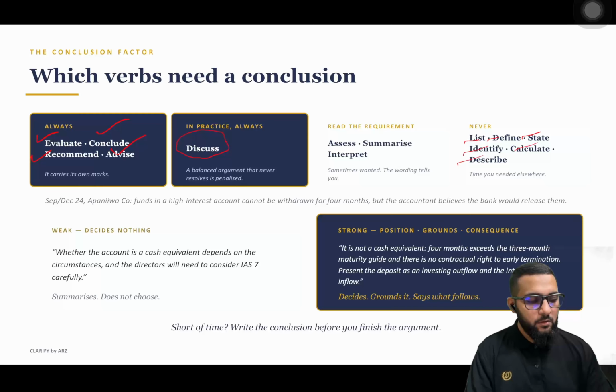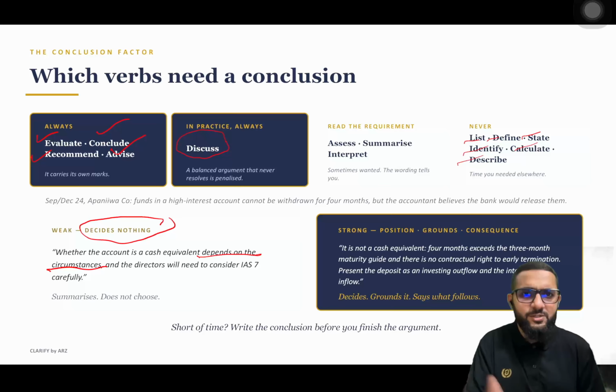Okay. Right. Now, for example, there are 2 examples that you see here. A weak answer, which decides nothing. Whether the account is a cash equivalent depends on the circumstances, and the directors will need to consider IAS 7 carefully. Right. So this summarizes, does not choose. There's no decision being made here, because they are leaving it at circumstance. But the circumstance would have been given, right? You have to just read the requirement or read the exhibit and understand it.